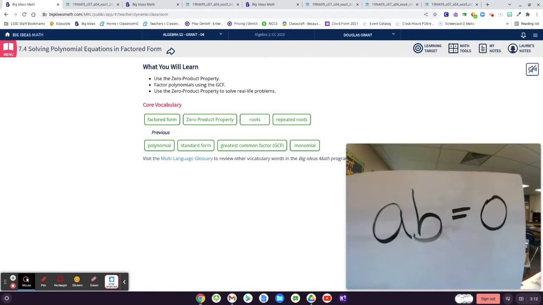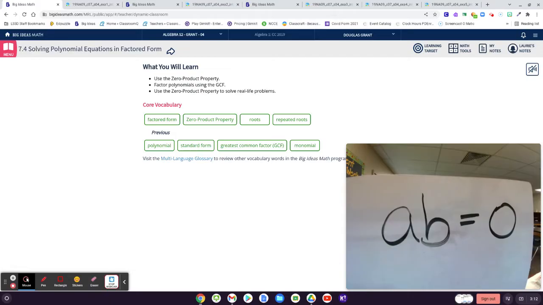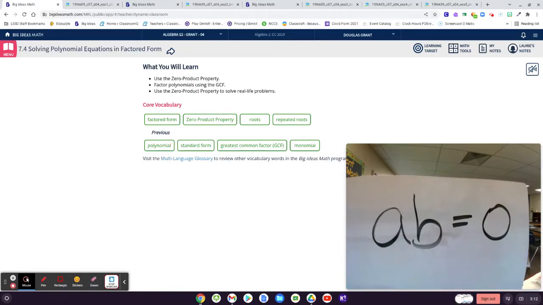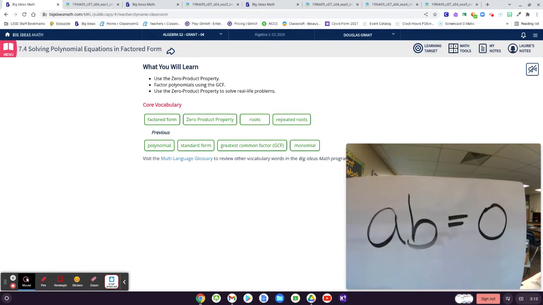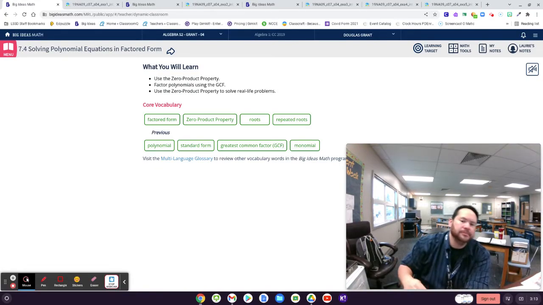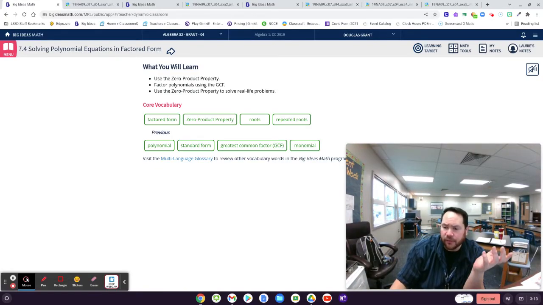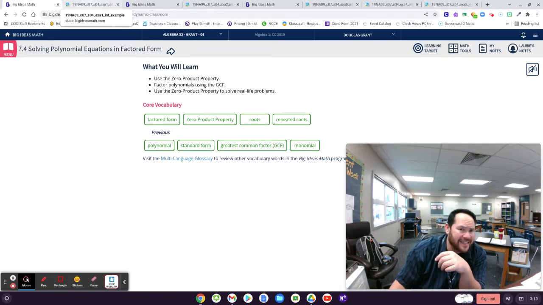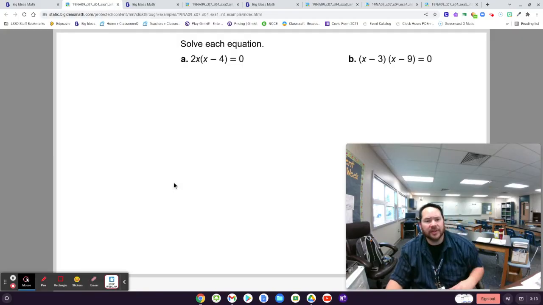If I have A times B equals 0, that means that either A or B has to be 0. And if either of those is 0, then you get a product of 0. I know, amazing. And then we have the idea of roots and repeated roots. So a lot of vocab, we'll get into that. Factored form is basically going backwards from what we've been doing for the last couple of days. Let's jump into an example of this.